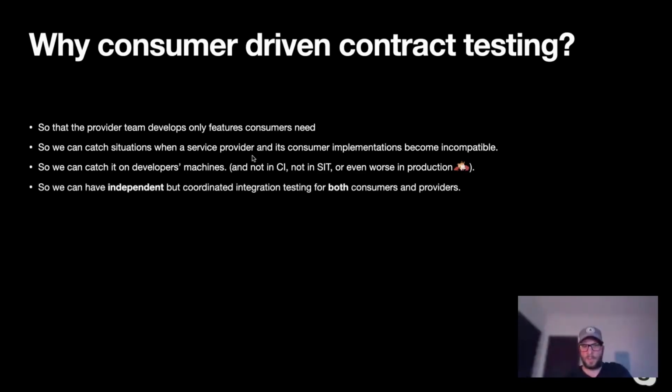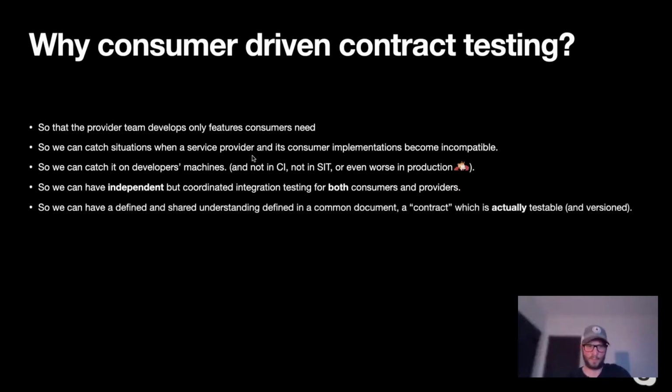With this, we can have independent, but still coordinated integration testing for both consumers and providers. When we do not do contract testing, we normally use fixtures to only test how we consume the API responses, but not necessarily what is actually sent out of our environment. With PACT and PactSwift, we can do that as well.